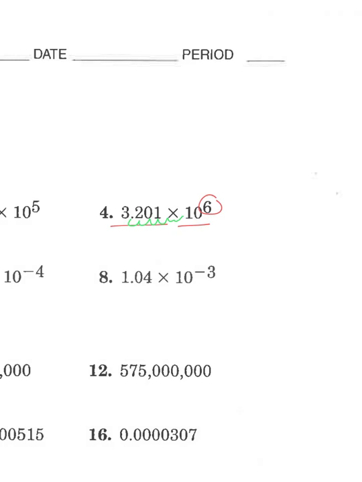So I'm going to move it 6 times to the right. That means I'm going to move it 3 times to get to the end of the number, and then 3 more times after that. So I'm going to add 3 more zeros. So 3201, I'm going to write those numbers and then 3 zeros at the end. Backtrack every 3 numbers to put your commas. 3,201,000 is what this answer is.